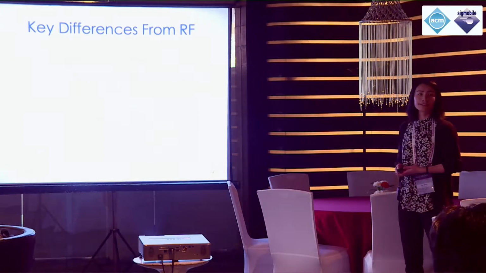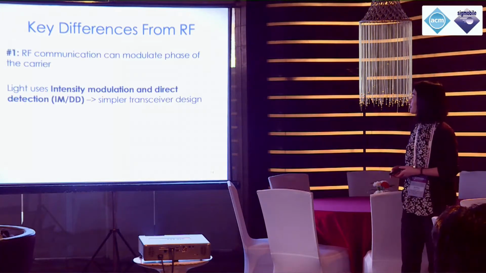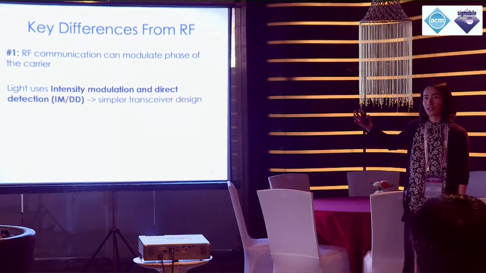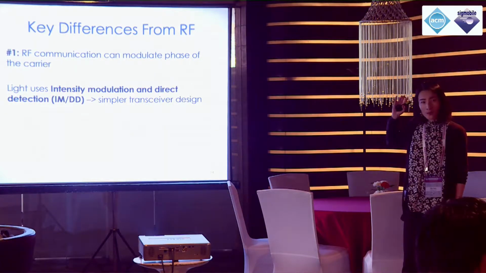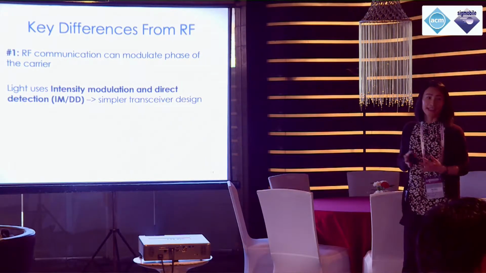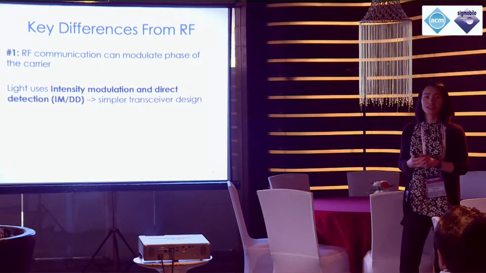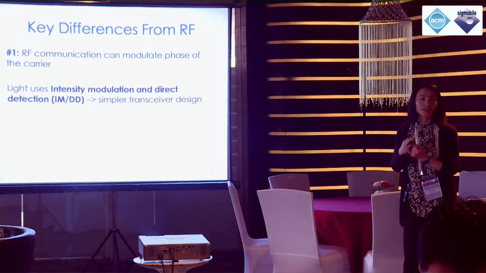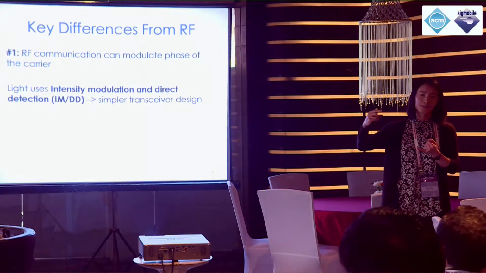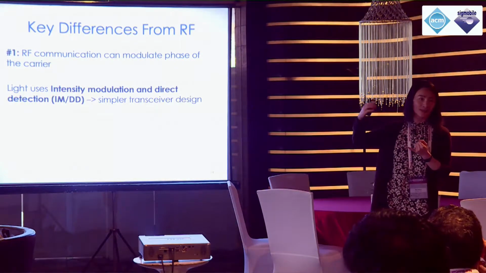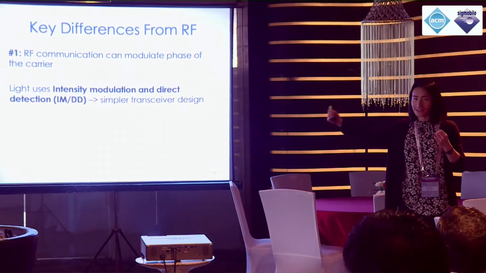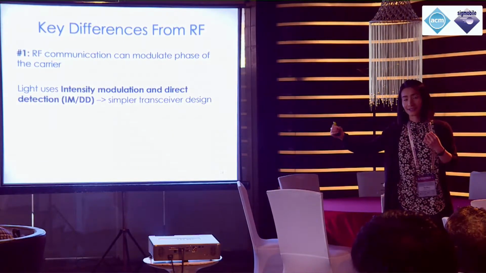So there are also a few differences from conventional RF communication. First of all, radio communication technologies can use modulation schemes that are capable of modulating the phase of the carrier. But that's not the case for light communication. Why? Because there is no feasible technology today for you to manipulate the phase of the light. Maybe future nanotechnology will be able to do that, but not today. And even if you could manipulate the phase of the light, there are no devices capable of detecting the changes of the phase in the light as well.